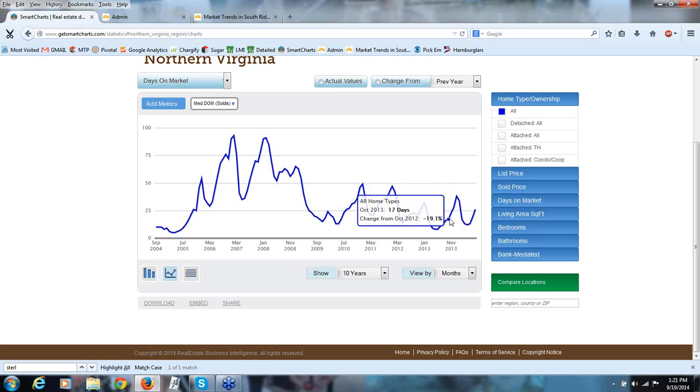It starts to go up in October, 17 days, although that's very short. You can see the peak is down here. So we can expect to see this line continue to move up. That's why it's important to have a realistic price point for your home, because it's going to take longer for it to sell, most likely, because there are fewer buyers in the market.